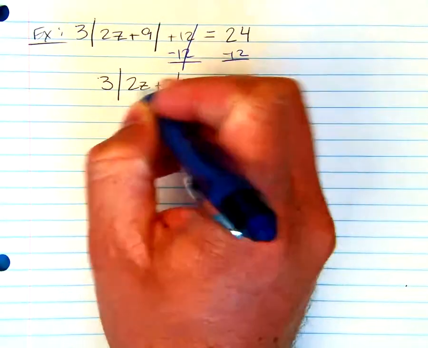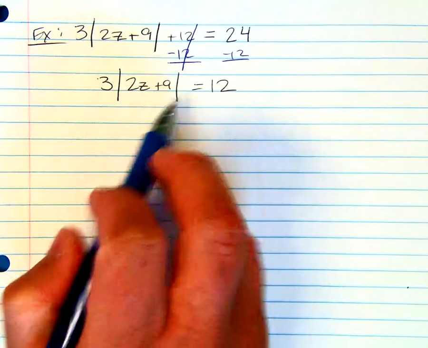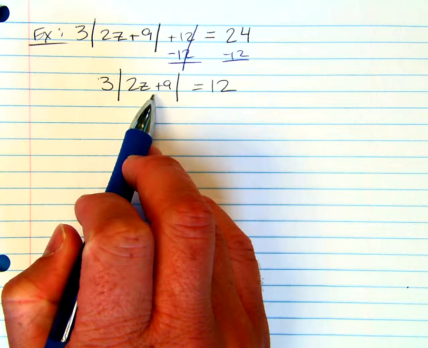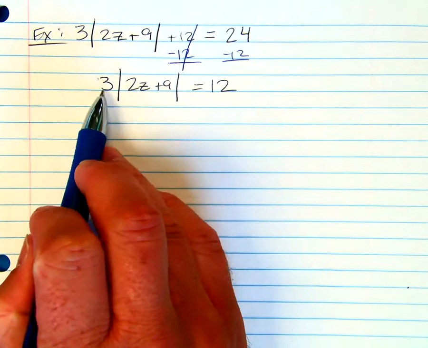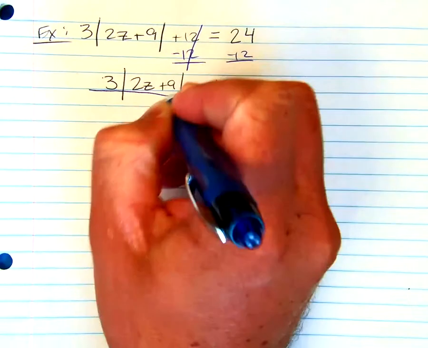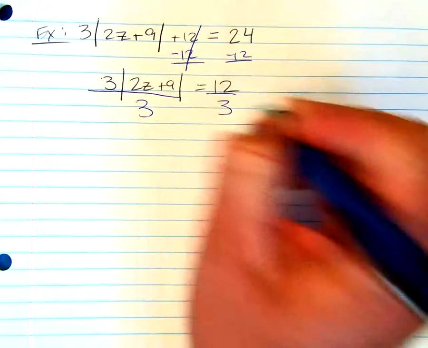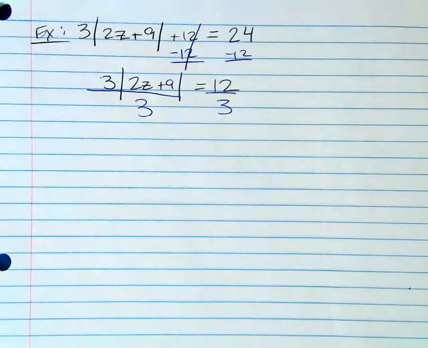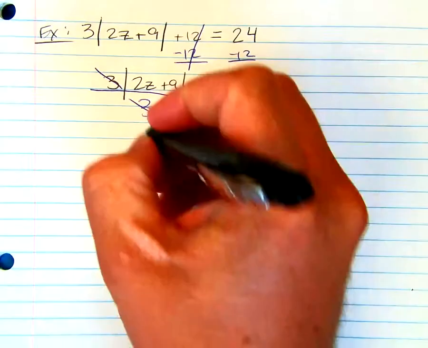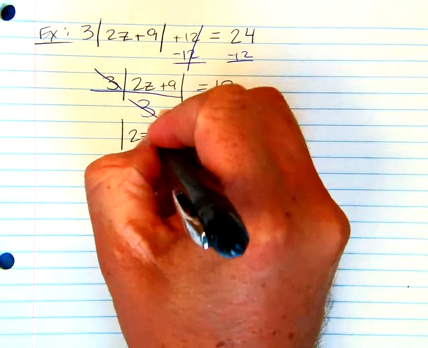To get rid of the 3, you have to think, well, what's happening here? If there is a number right next to something, what operation is that? It's multiplication. This is 3 times the absolute value of all this. So let us undo that multiplication with division. Divide both sides by 3. The 3's will cancel. I still have absolute value bars, 2z plus 9.